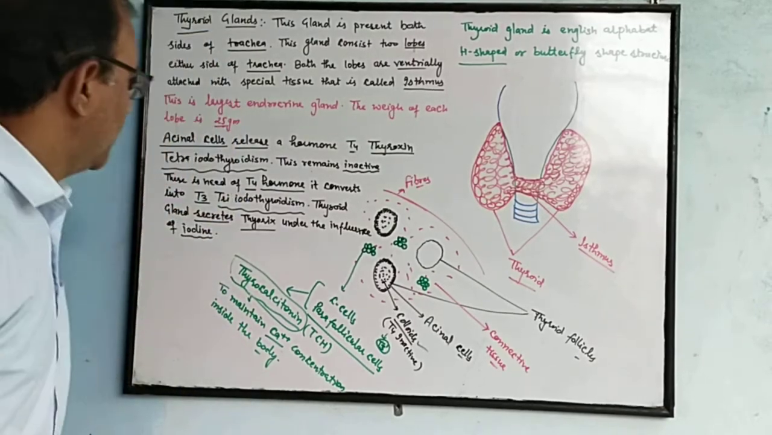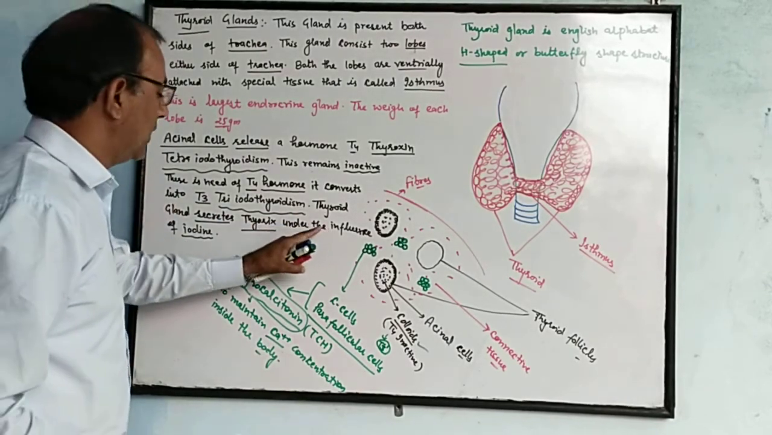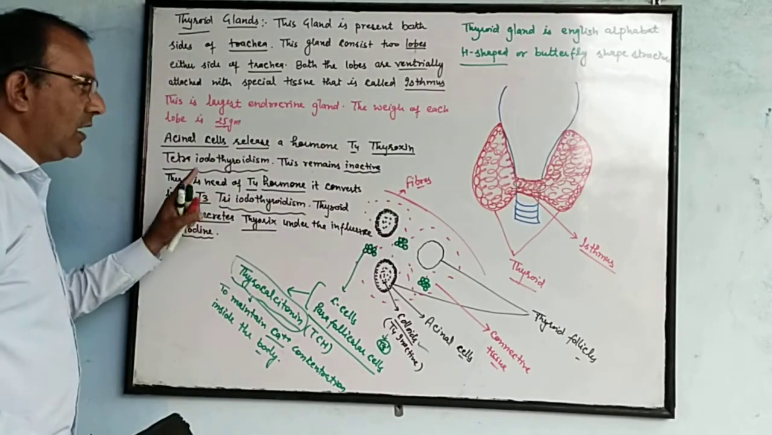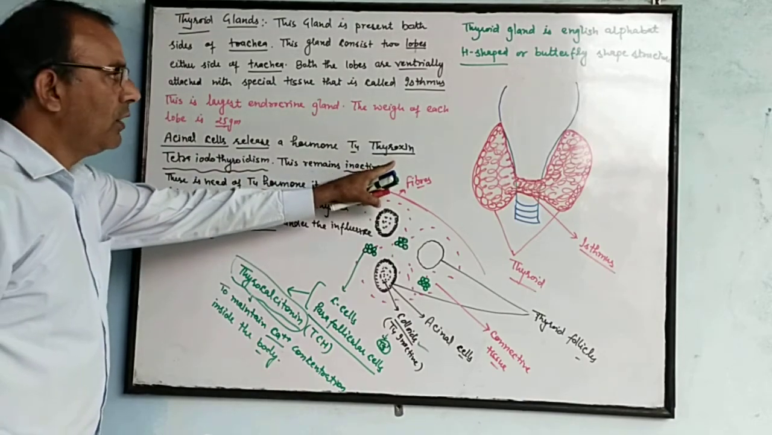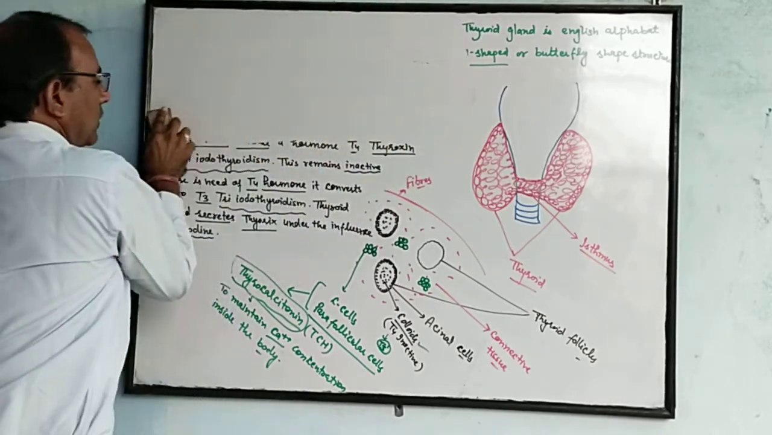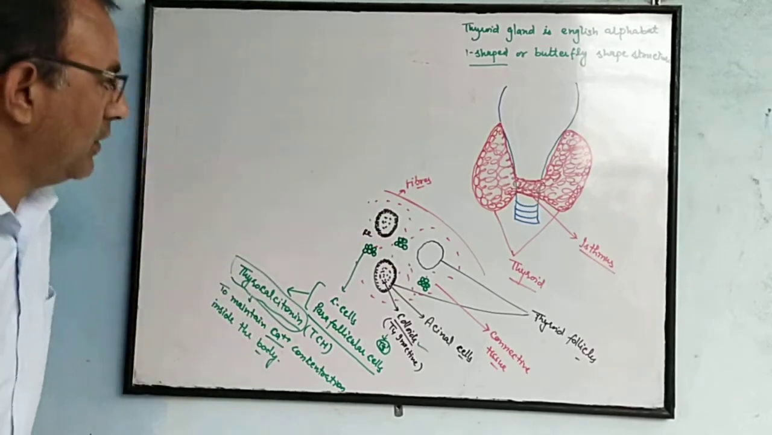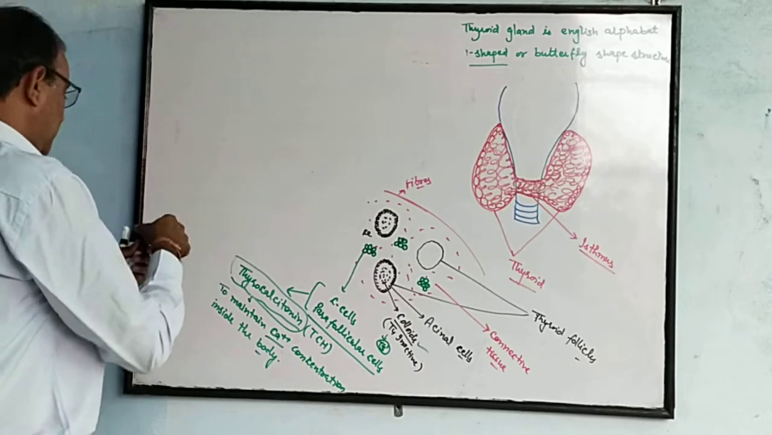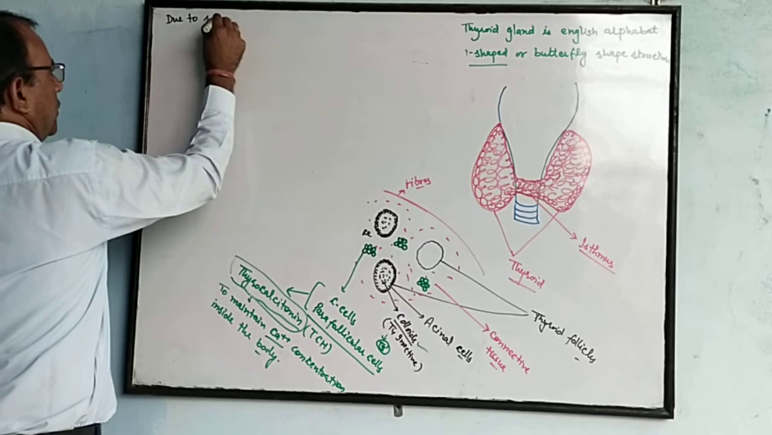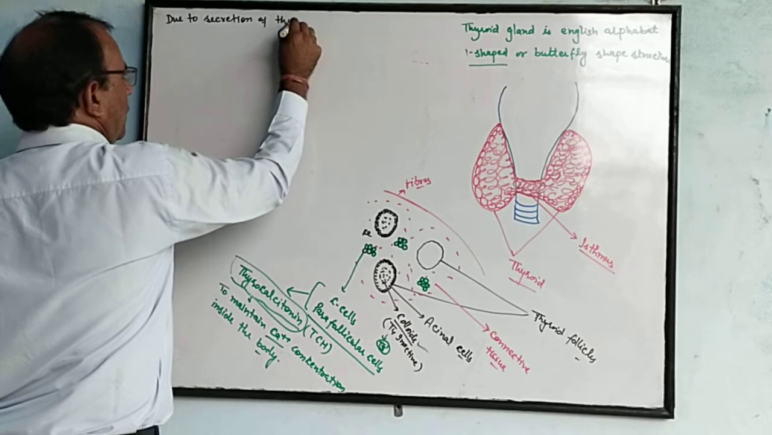Next, as we have studied, the thyroid gland functions under the influence of iodine. If the amount of iodine is less, then the release of thyroxine hormone will also be less, in less quantity. And if the quantity of thyroxine hormone is less or increased, then the person will suffer from some disorders due to the secretion of thyroxine hormone.